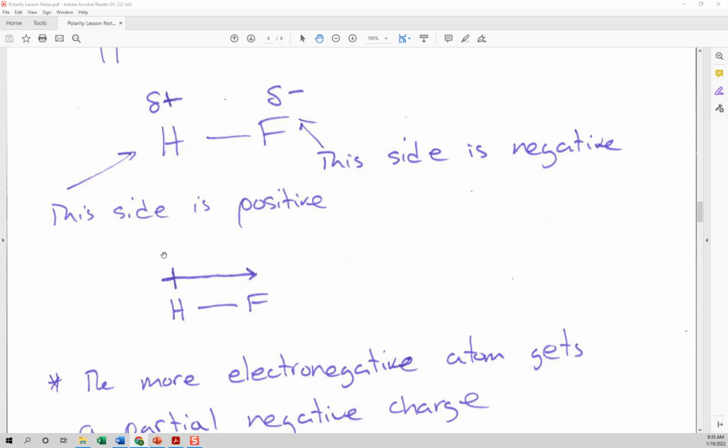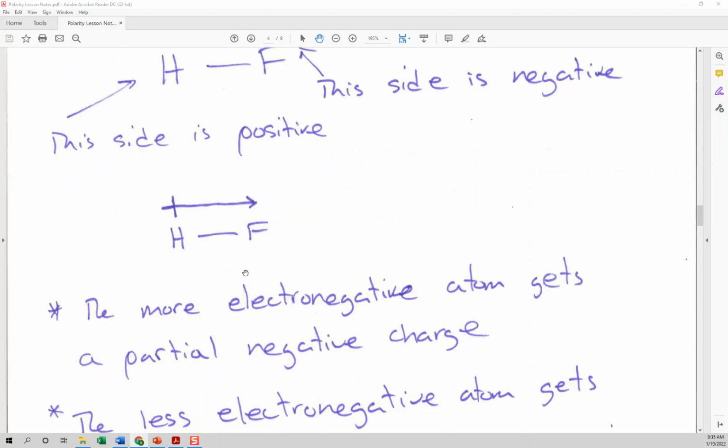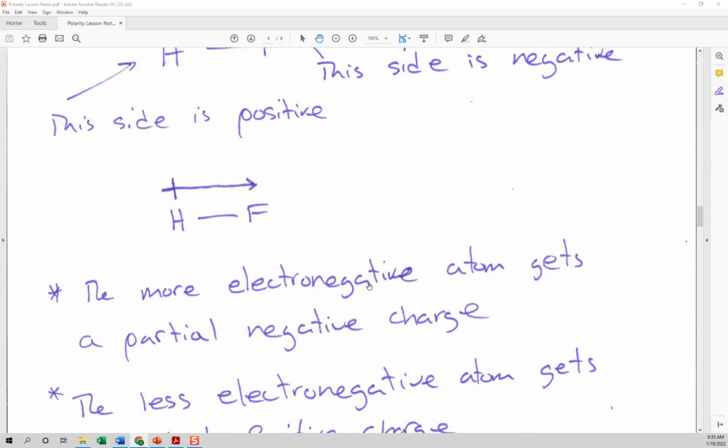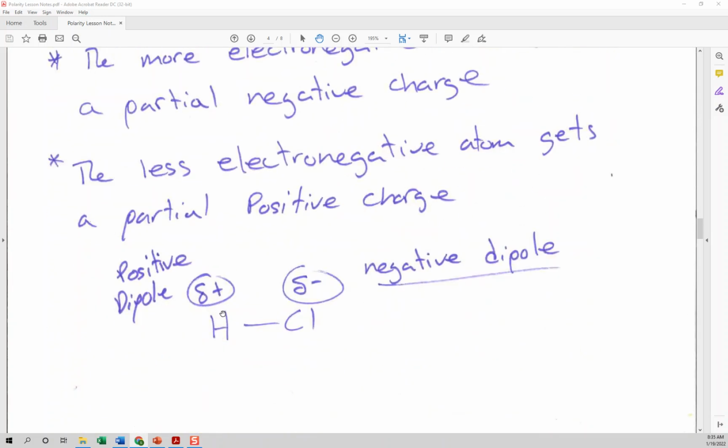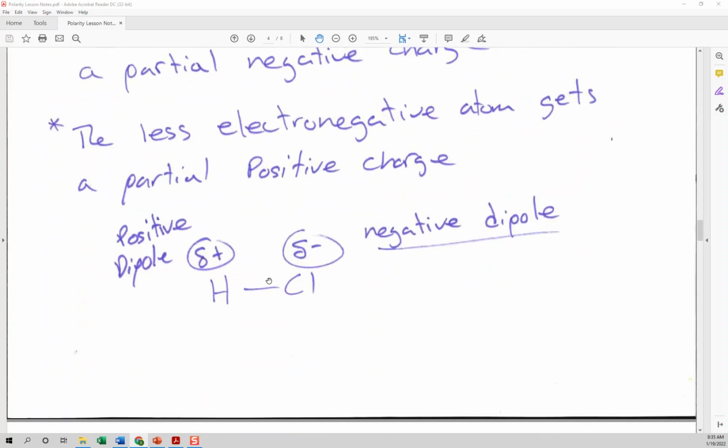Okay, so what we're trying to say here is if you think of a big electron cloud surrounding the molecule, the charge of the cloud is more negative on this side and more positive on that side, kind of. It goes from positive to negative, okay? So again, the more electronegative element gets the partial negative charge, and the less electronegative element gets the partial positive charge, okay?